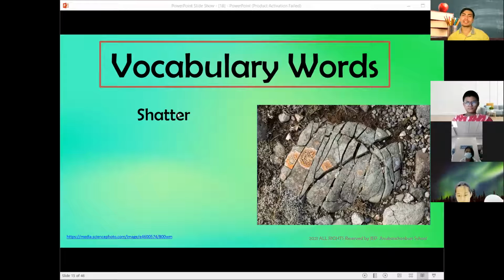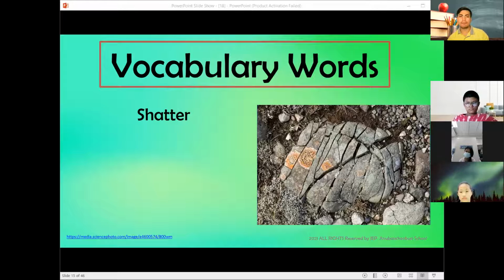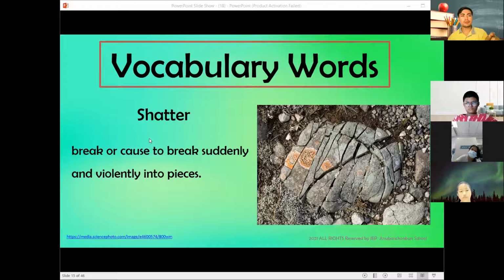Next word here is the word shatter. I think this is the last word if I am not mistaken. Okay, so this word is shatter. The meaning of shatter is to break or cause to break suddenly and violently into pieces.